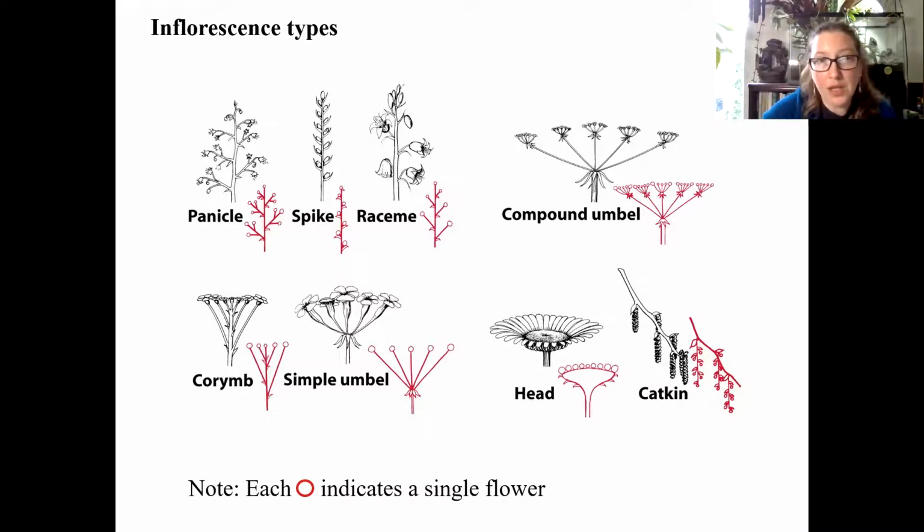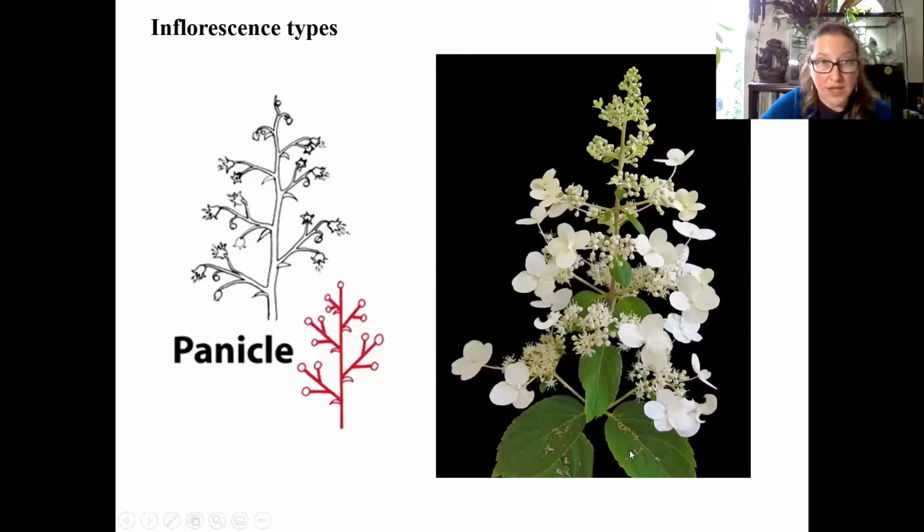So each little circle is a single flower. Here is an example of an inflorescence that we call a panicle. The parts of the panicle are like alternately arranged little stems that come off. And then at the tips of all the stems are little clumps of flowers, right? One example of that is this hydrangea here on the right. So that's called a panicle.